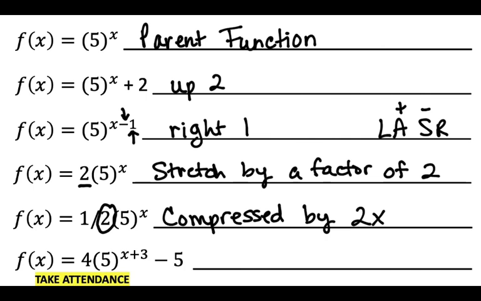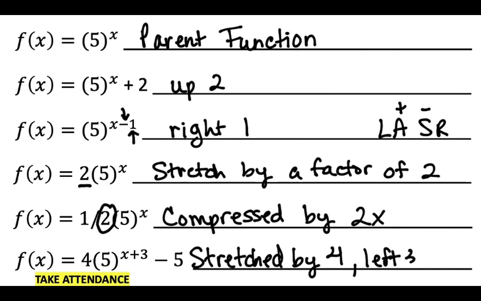And then the last one just has 3 different transformations in one, so I always like to do it from left to right. That 4 means it's going to be stretched by 4. That 3 means it's going to go to the left 3. And the 5 means it's going to go down. I'm going to use the arrow by 5 because I'm running out of room there. And that is all we did for 405.